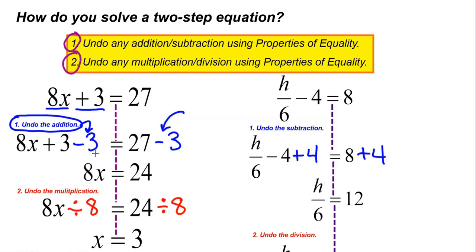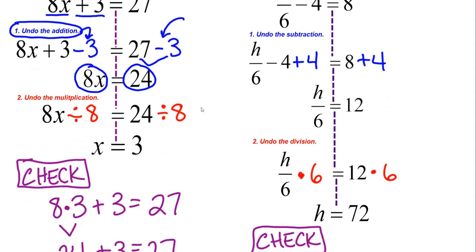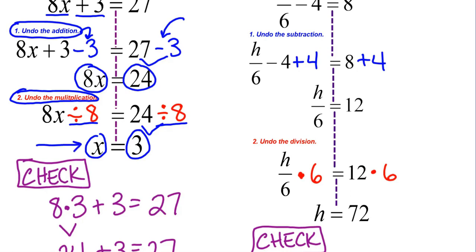8x plus 3 minus 3 just gives me the 8x, because that becomes 0, and then 27 minus 3 is 24. So now I've undone the addition. There is no more addition in this equation. The next thing I need to do is undo that multiplication. Now it looks just like an equation that we've already solved, a multiplication equation. The opposite of multiplying by 8 is dividing by 8. So I divided both sides of the equation by 8, and 8x divided by 8 is just x. And 24 divided by 8 is 3. So here's my solution, x equals 3.